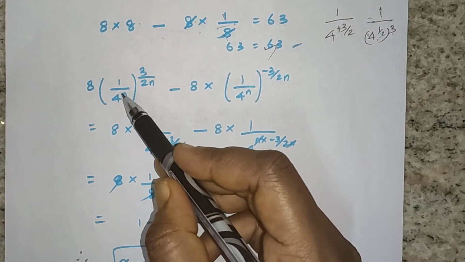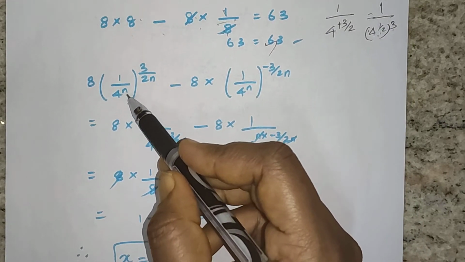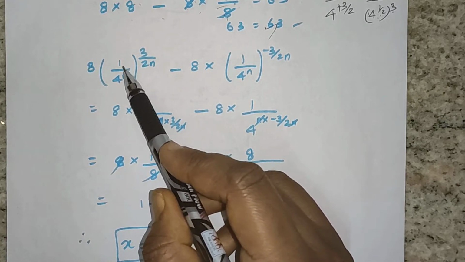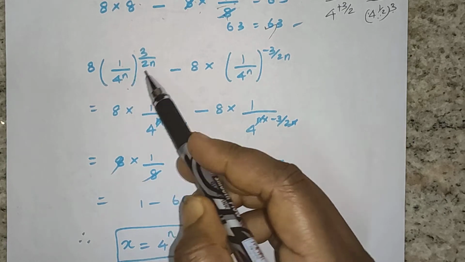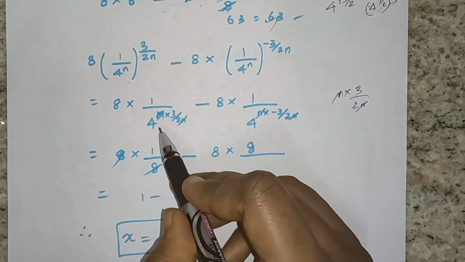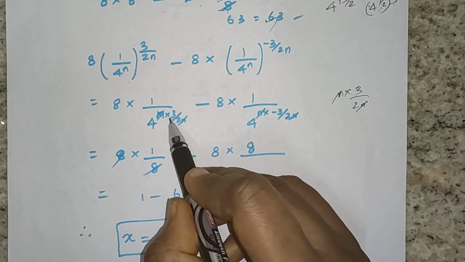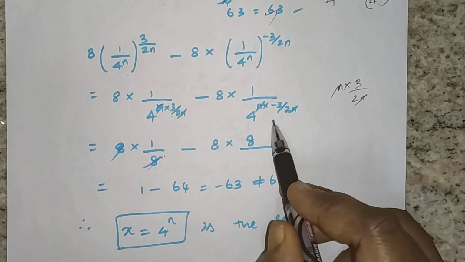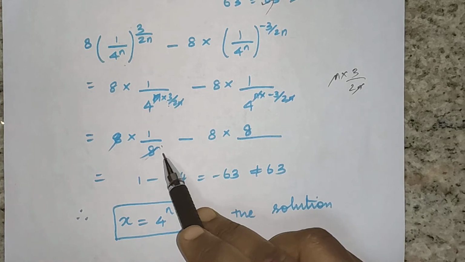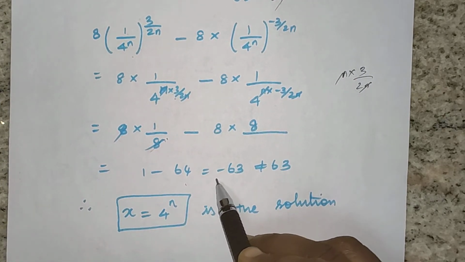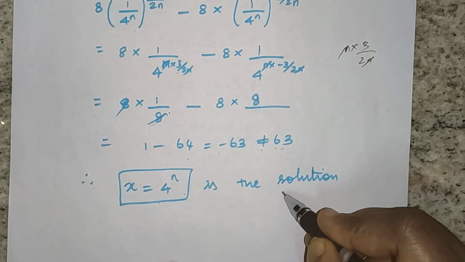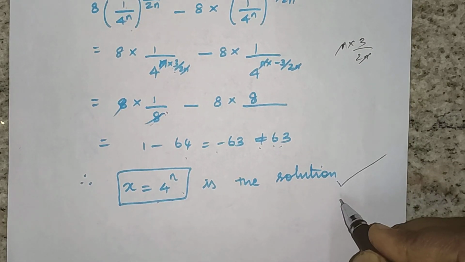Then we substitute instead of x, 1 by 4 power n. Here the same procedure you can apply. 1 power anything is 1. In the denominator, n into 3 by 2n means again n gets cancelled. Again root 4 is 2, 2 cube is 8 only. So this one gets cancelled. The same thing here. Minus goes to numerator means plus 8 will come. So 1 minus 64 means minus 63, which is not equal to 63. So x is equal to 4 power n is the only solution, matching the book answer.